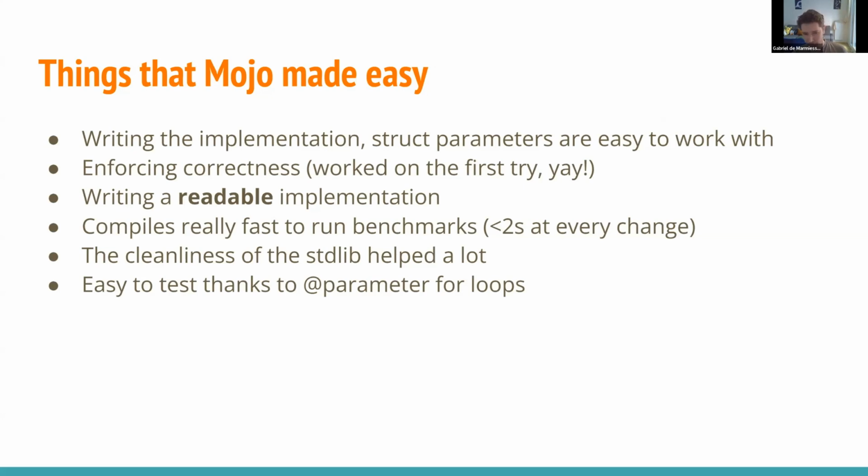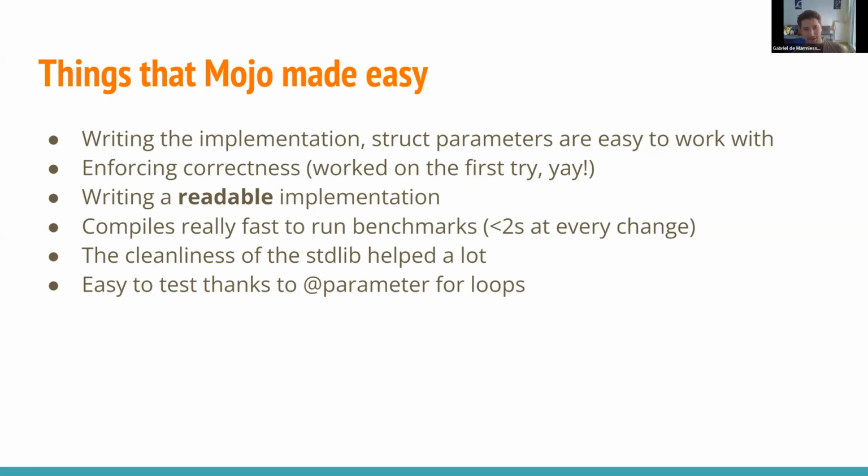The standard library is super clean, and that helps a lot. There are not too many uses of private attributes and things like this. It's also super easy to test because we have parameter for now. For example, you take all the unit tests for the lists and then do parameter for on the small buffer size. So you can test for many different buffer sizes, and that's how you can be pretty sure that your small buffer optimization works.